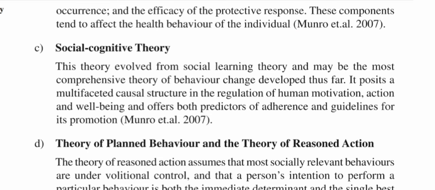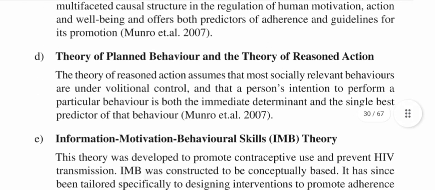Munro et al. 2007. Theory of planned behavior and the theory of reasoned action. The theory of reasoned action assumes that most socially relevant behaviors are under volitional control, and that a person's intention to perform a particular behavior is both the immediate determinant and the single best predictor of the behavior.